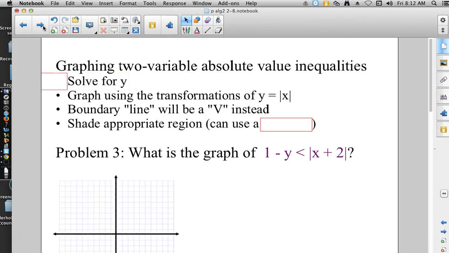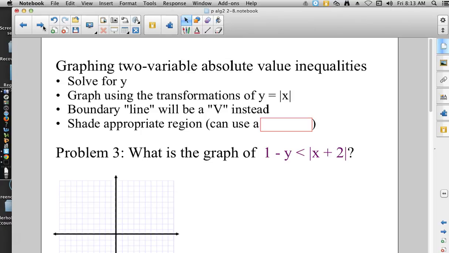Graphing 2 variable absolute value inequalities. Solve for y. Get y by itself. Notice it doesn't say linear inequalities anymore. Get y by itself. Graph, we're going to talk absolute value. So graph using the transformations that we know about, the a, h, and k that we know about. Now here was where we really have to stop ourselves. Here's why. Absolute value graphs are new to us. We were really good at them. We did them really fast because we're really good at them.